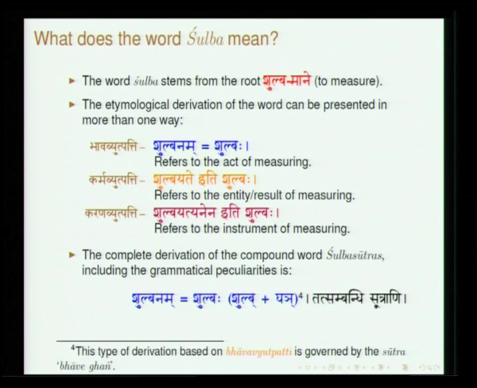This Shulva Sutras is a compound word wherein Shulba has the meaning of measuring, Shulba Mane. In Sanskrit, most of the words are derived from roots, and the root is Shulba, Shulba Mane. Mana is measuring. This word can be derived in different ways: what is called Bhava Vyutpatti, Karma Vyutpatti, Karana Vyutpatti and so on. In Bhava Vyutpatti, Shulbanam Shulbaha, and it refers to the act of measuring.